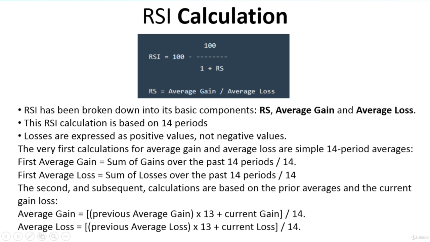The second, subsequent calculation is: average gain equals previous average gain times 13 plus the current gain, divided by 14. Whereas to calculate the average loss, we use previous average loss times 13 plus current loss, divided by 14. With the help of this formula, we can compute the average gain and average loss.